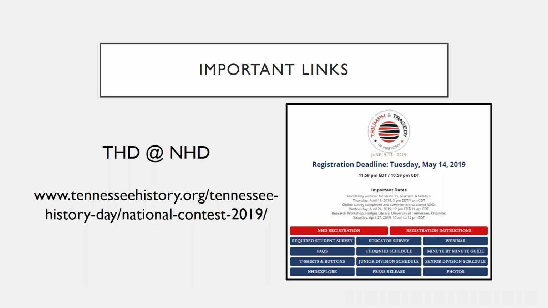All right, so the important links. This is our website, TennesseeHistory.org, and this is the information and deadlines all compiled in one place for you. So this is where you're going to go if you have questions, or if you need the link for registration, or if you need to read the registration instructions. I think I customized them for us. I don't actually remember if I did or not, but I think our registration instructions might be easier to follow than the NHD ones.